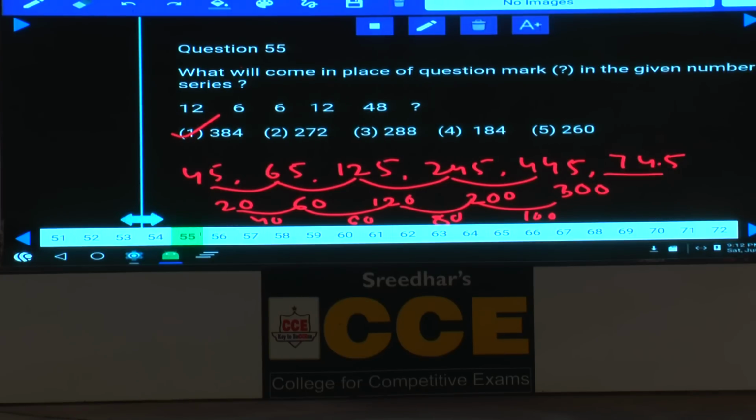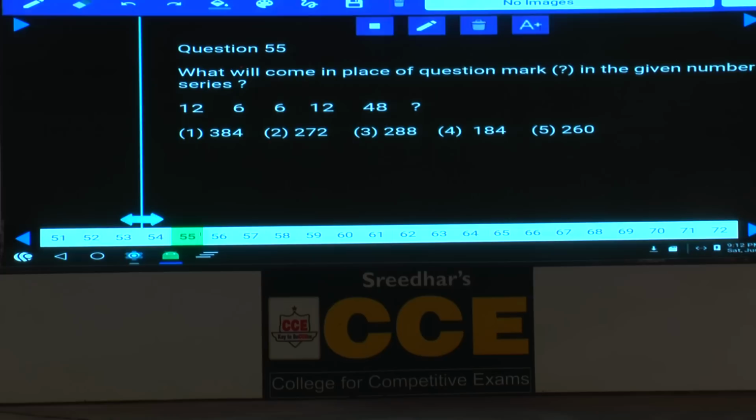Next one, question number 55, 12 and 6. Number once decreased and it must be multiplied with 0.5. 6 and 6, 6 into 1, and 6 and 12, 6 into 2, 12 into 4, 0.5, 1, 2, 4, 0.5 into 2, into 2, into 2, 4 into 2, 8. Now 48 into 8, how much is there? 48 into 8, that is 384, choice 1.